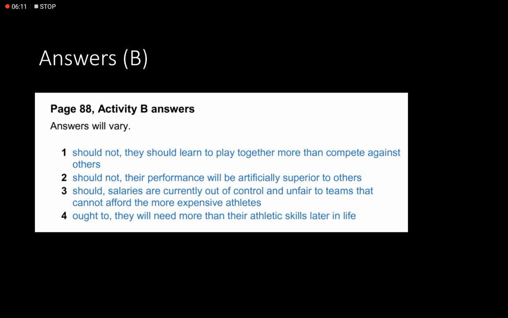Alright, so the answers, guys, are all here. If it's not the same as here, guys, it doesn't mean you got it wrong. It's just your opinion. Okay, but it should lean more towards the answers here.